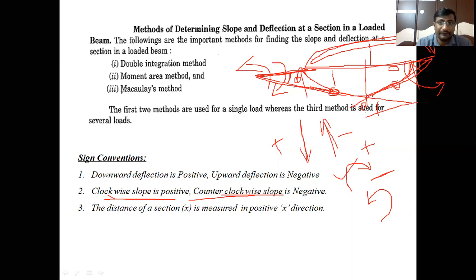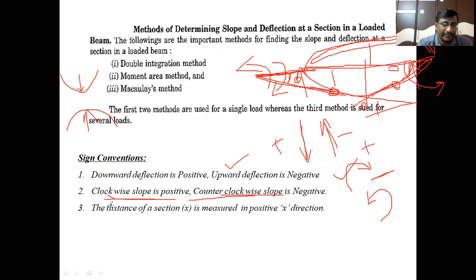In the previous chapter, we followed the sign convention that sagging bending moment is positive, hogging bending moment is negative. Sagging bending moment gives downward deflection. When there is downward deflection, we take it as positive. Hogging bending moment is negative, so upward deflection is also negative. So we are following the same conventions as in the previous chapters.